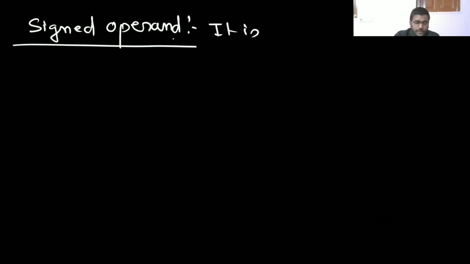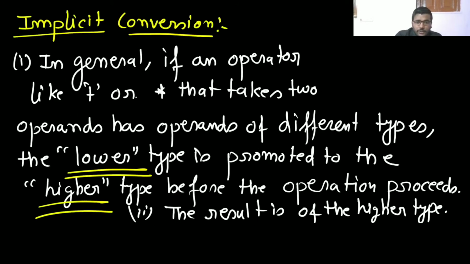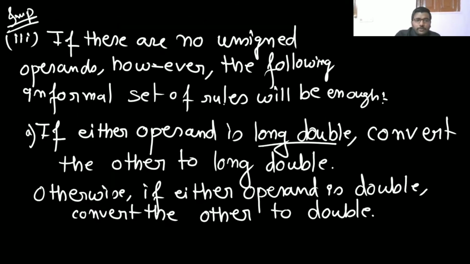Now if it is a signed operand, then it is machine dependent. Let me write. Conversion rules are more complicated in the case of unsigned. In this we have talked about signed.